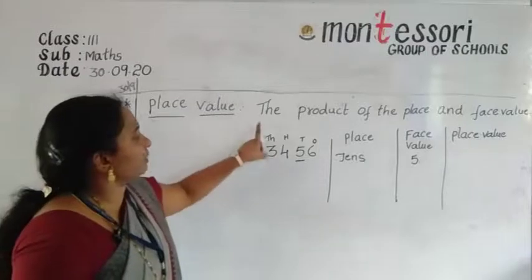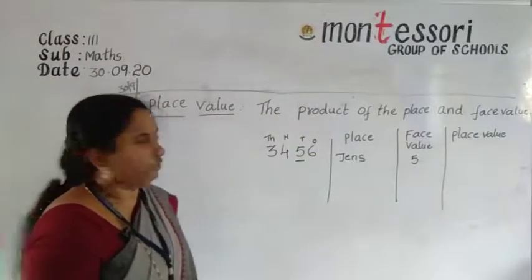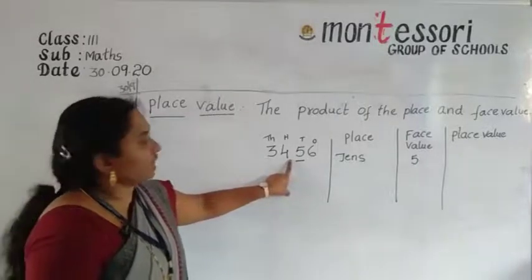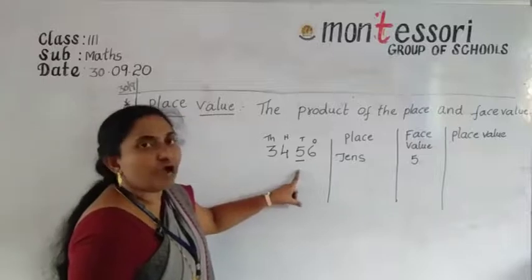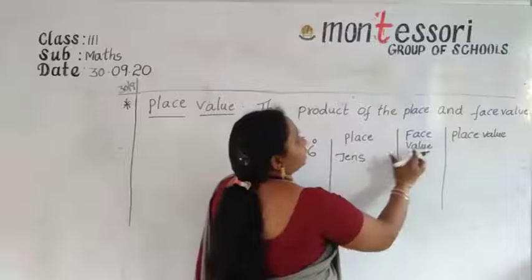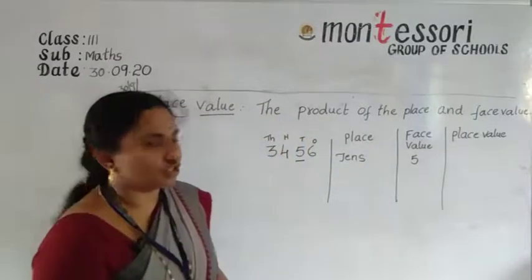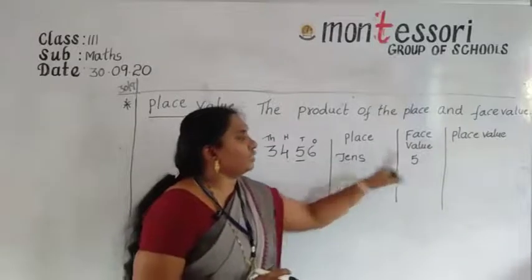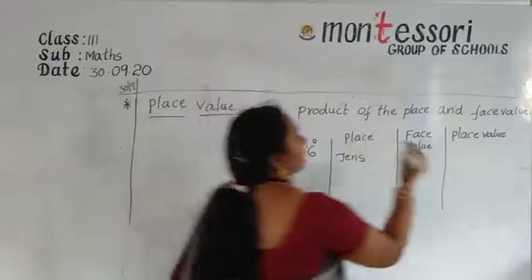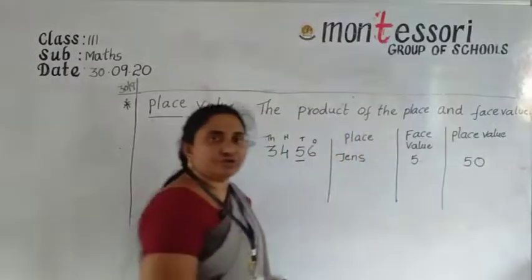So here, place value means the product of the place and face value. Here they have given underlined 5. So what is the place value of 5? Here 5 into 10, face value and place. Product means multiplication. So 10 into 5, 10 fives are 50. Now the answer is 50. Okay, understood all of you?